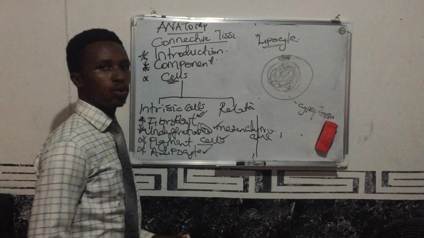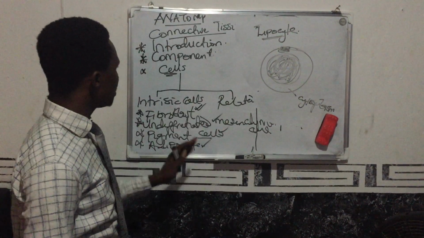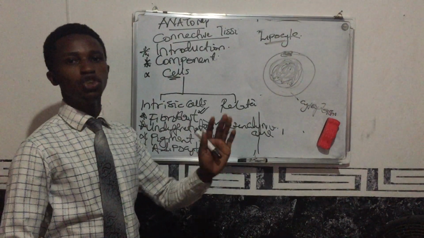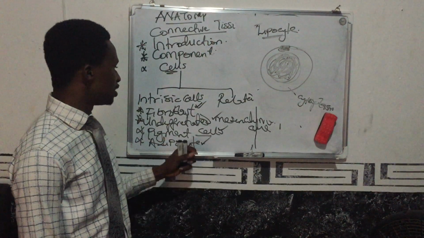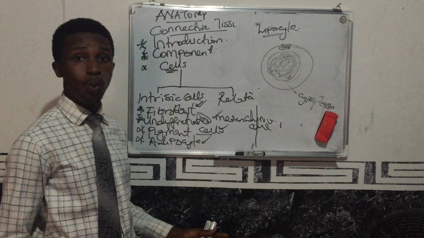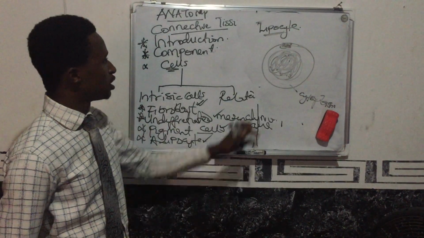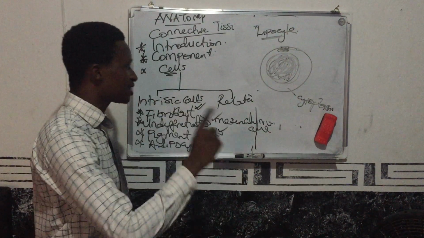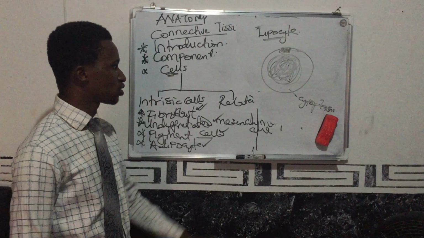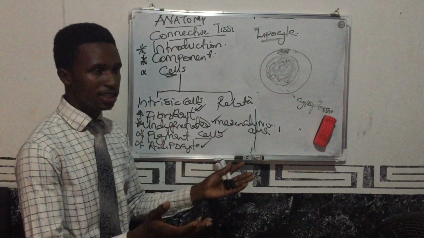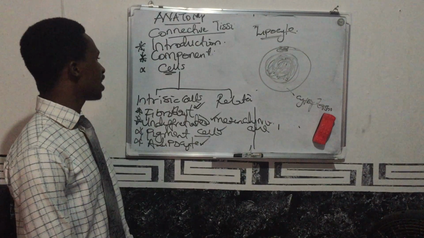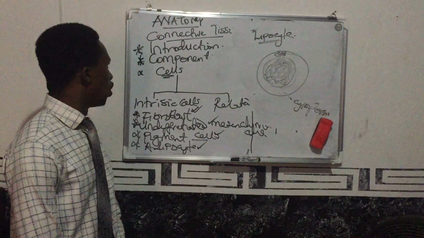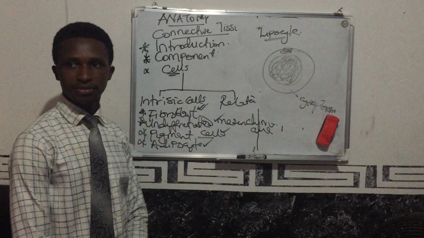So you may be asked an exam question: what intrinsic cell has its nucleus pushed to the periphery? Answer: it is adipocyte, also known as lipocyte. Why? It is because the fat droplet fills the center of these cells, such that the cytoplasm is thin and the nucleus is pushed to the periphery. These are the intrinsic cells of connective tissue.